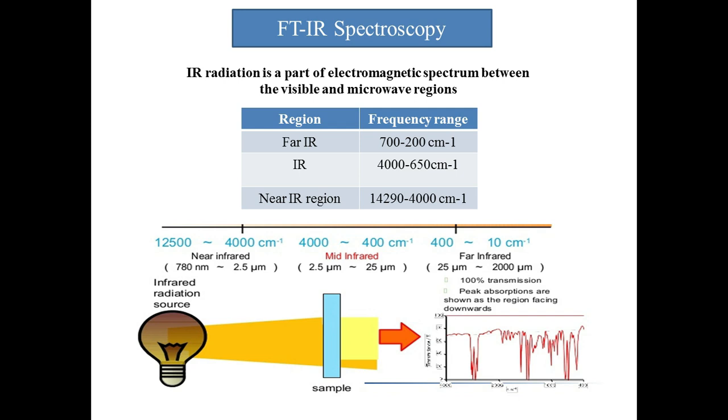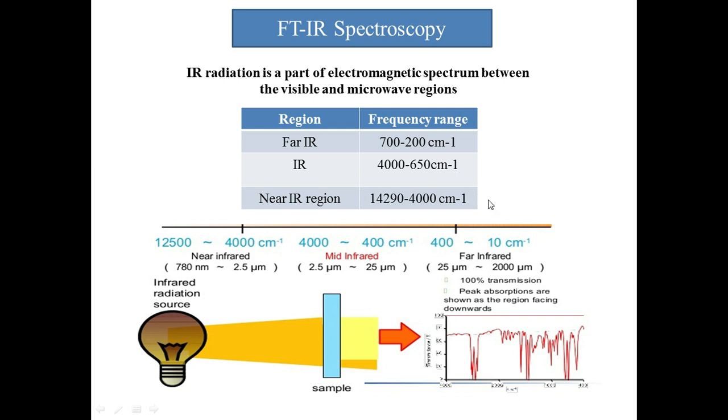Here we use the region between visible and microwave. There are three regions possible: the far IR, mid IR and near IR spectrum. Far IR is 700 to 200 centimeter inverse, mid IR is 4000 to 650 centimeter inverse, and the near IR region is 14,000 to 4000 centimeter inverse. So this is for the fundamental. IR spectra are detected only in the 4000 to 650 centimeter inverse region.